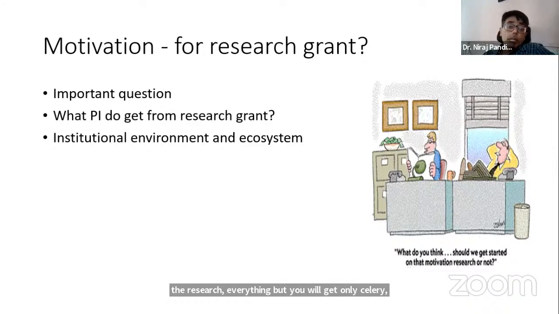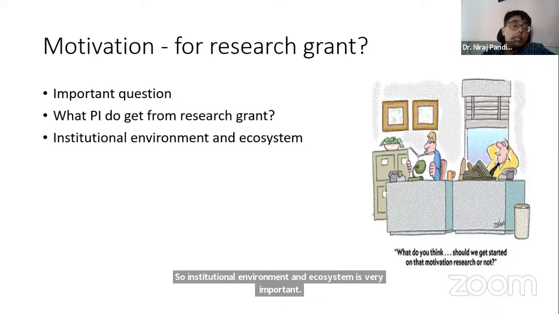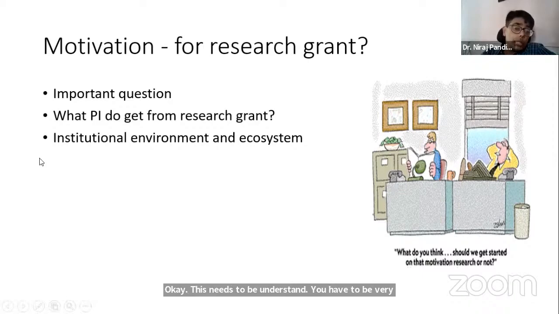You need to be very highly motivated. So institutional environment and ecosystem is very important. Okay, this needs to be understood. You have to be very clear in this area: institution environment, ecosystem, how the institute is developing the ecosystem. Your system should have a competition to apply for the research grant.